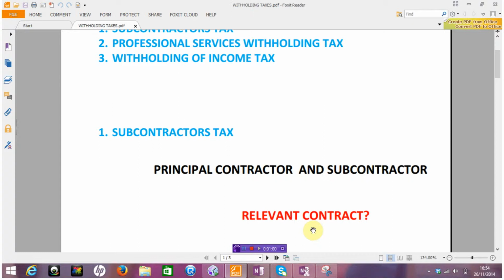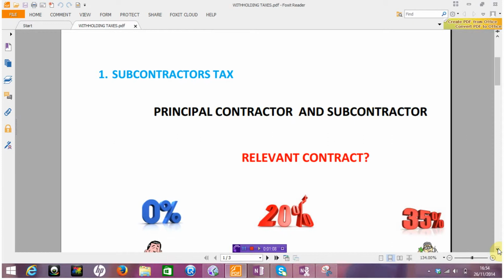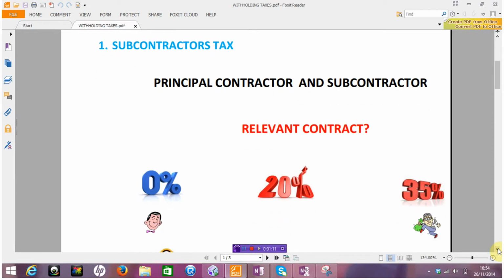So essentially what we have is a relationship between a contractor and a subcontractor in relation to a relevant contract. So what happens? Well, essentially we are going to have a series of deductions at relevant percentages. If there is a relationship between a principal contractor and a subcontractor, and therefore there is a relevant contract, then one of these rates of tax is going to be deducted by the principal contractor before payments are made over to the subcontractor.